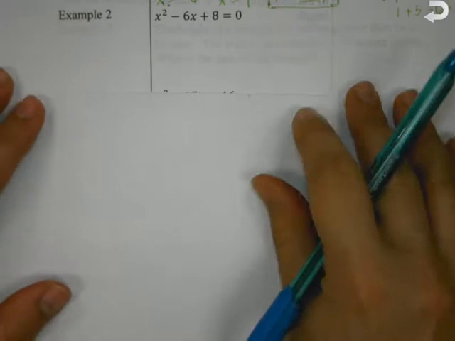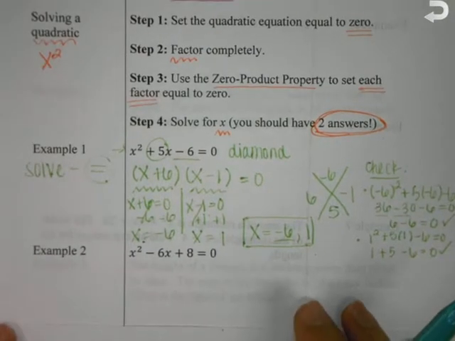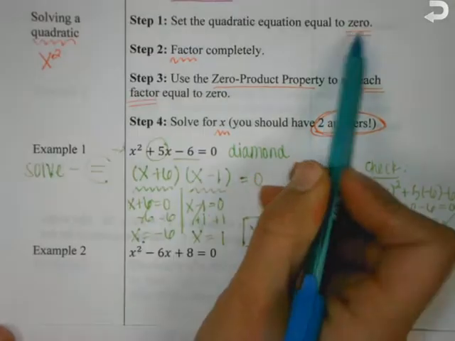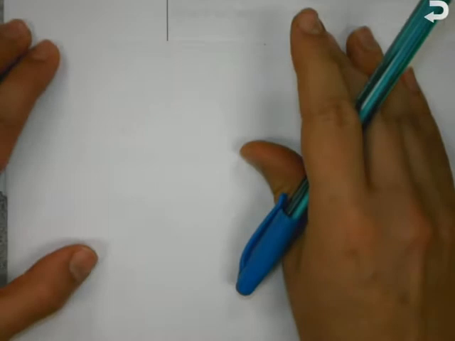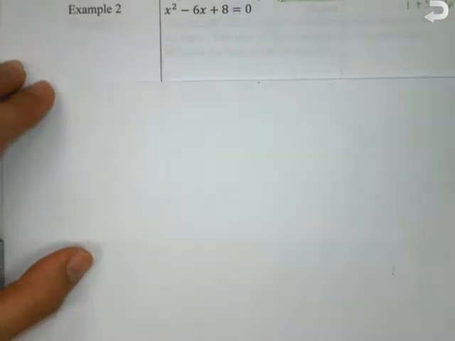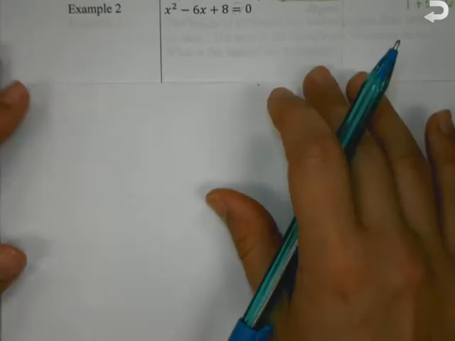So I'm going back to my steps. This is why I have you write it down in words. First step is set the equation equal to 0. Is the equation, meaning there's an equal sign, equal to 0? Yes. Okay, so step 1, check, right? We got it done? Step 2 says factor completely.